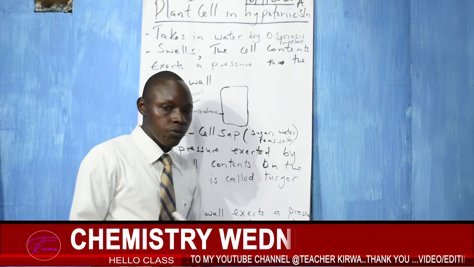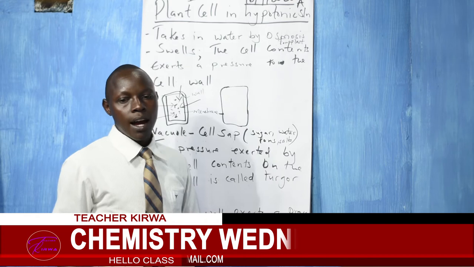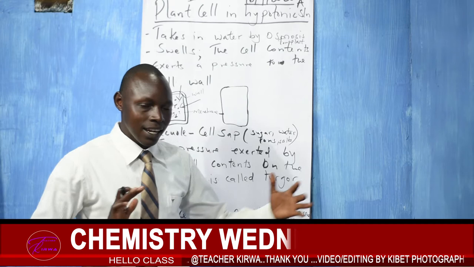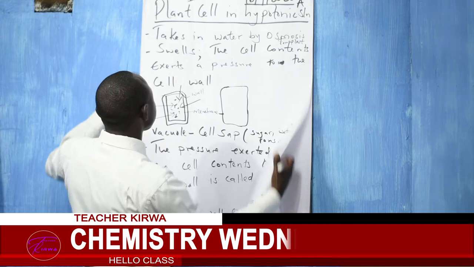In physics, you learn about action and reaction force. We can say turgor pressure is the action force, and the reaction force is wall pressure. So there is pressure from outside and from inside. That is why the plant cell does not burst.